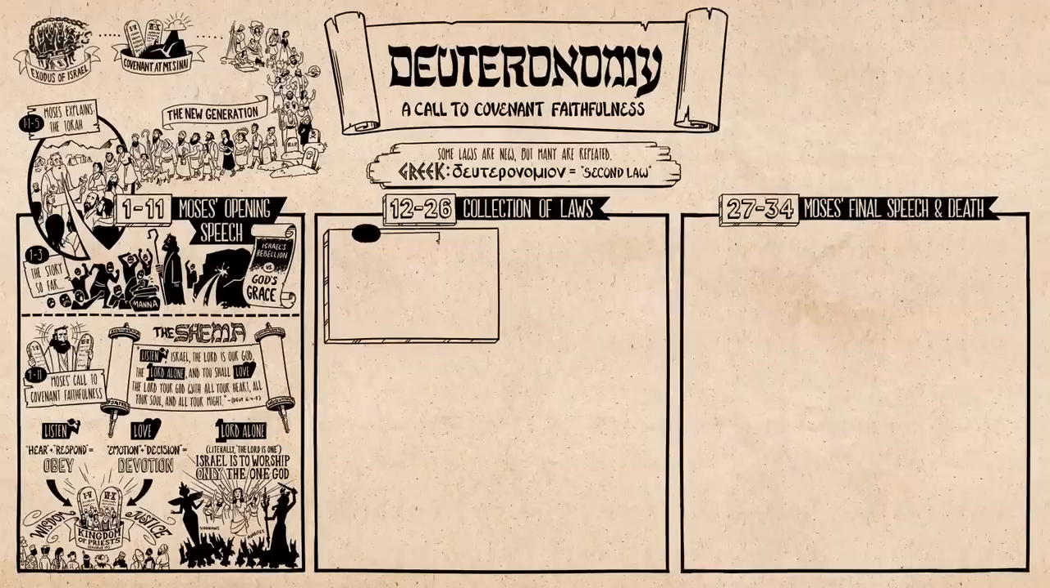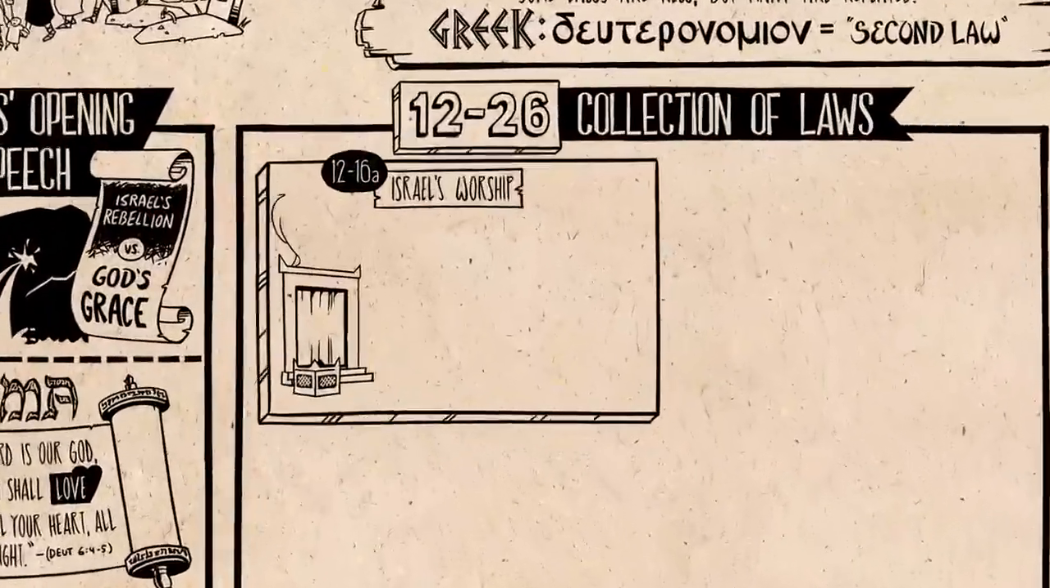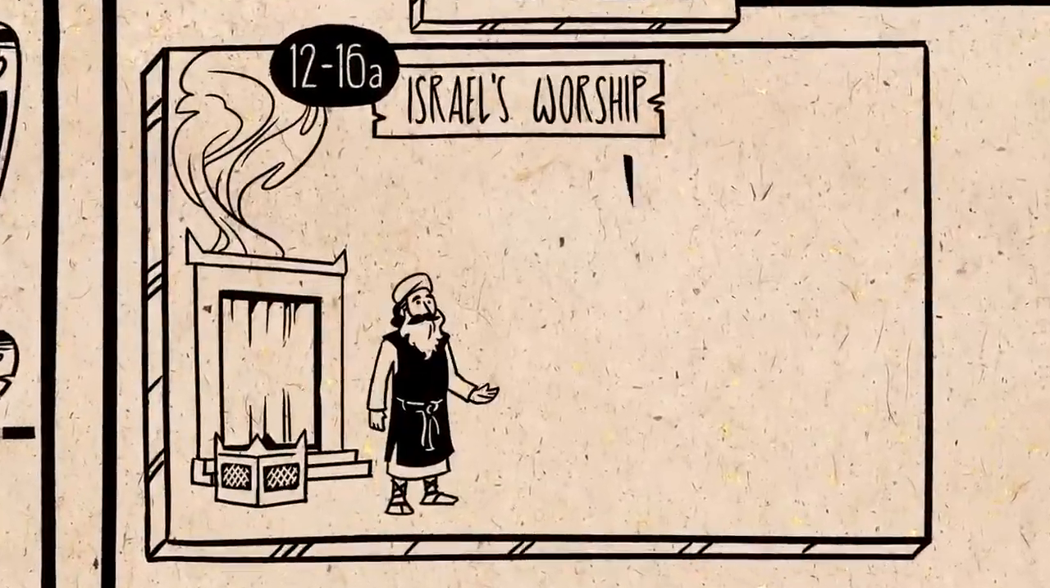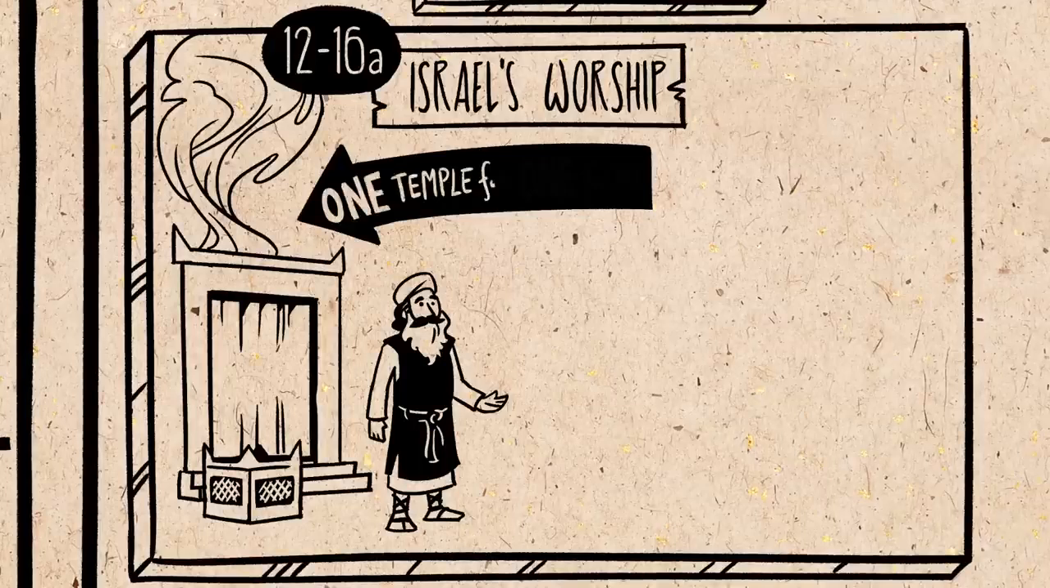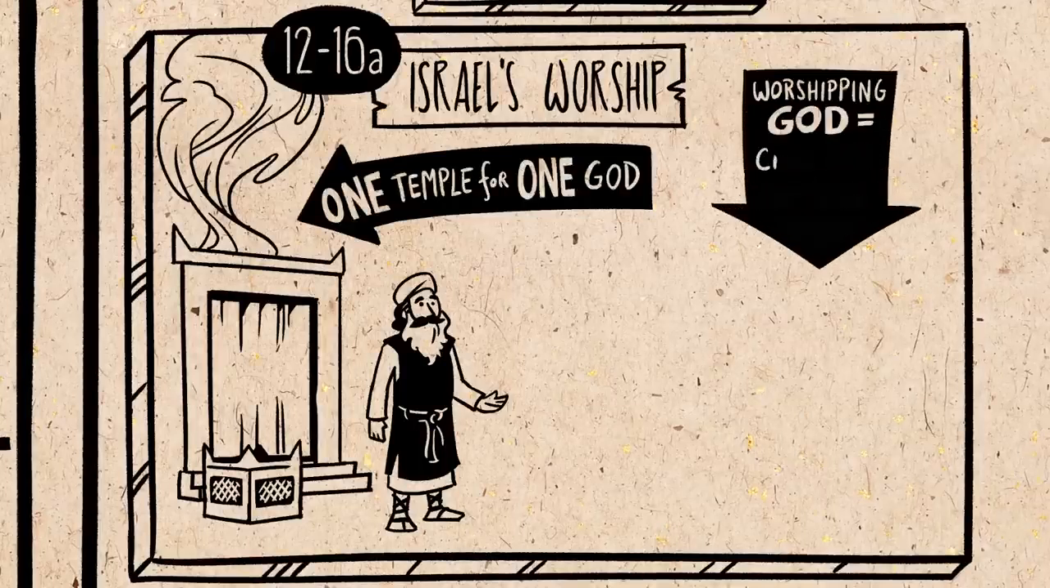And so we come to the large collection of laws at the center of the book. And they're roughly arranged by topic. So the opening section is about Israel's worship of their God. They were to have one central temple where one God would be worshipped. And also, God was to be worshipped in Israel's care for its poor.